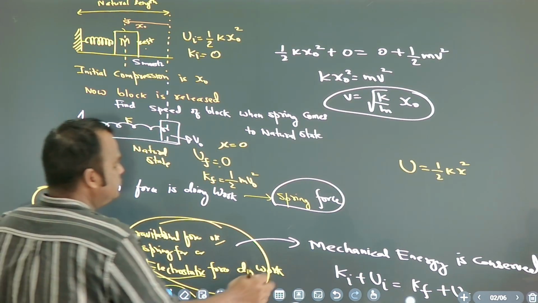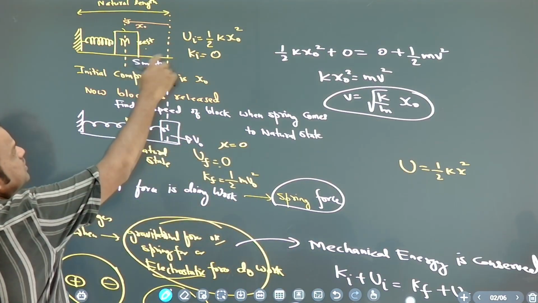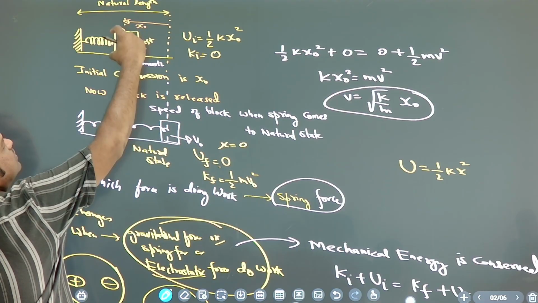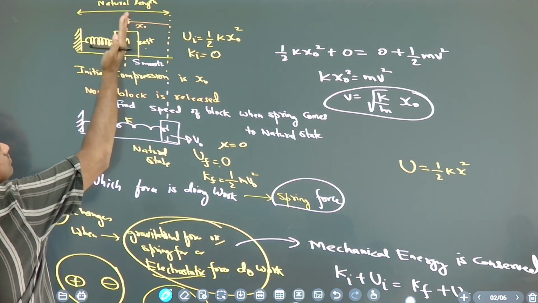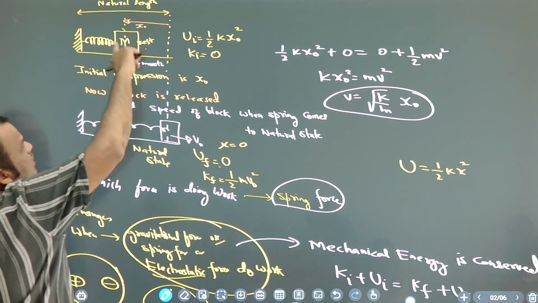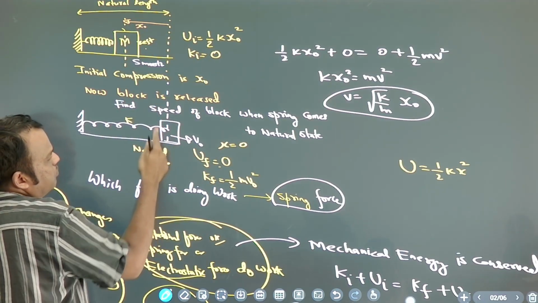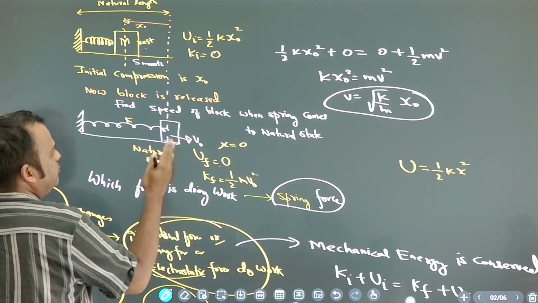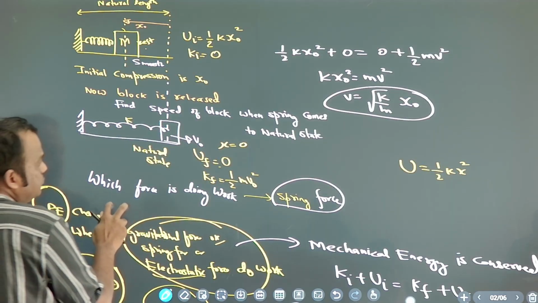Next. Okay, this is finished. Initially the block is compressing the spring. Now release. The spring will push it. So block will acquire speed, V naught. Okay, fine.